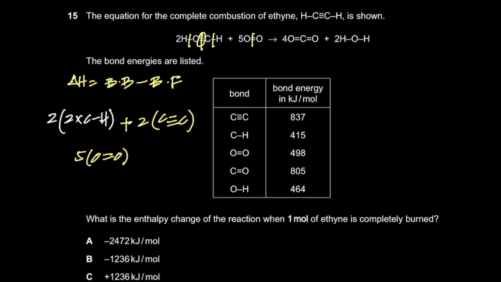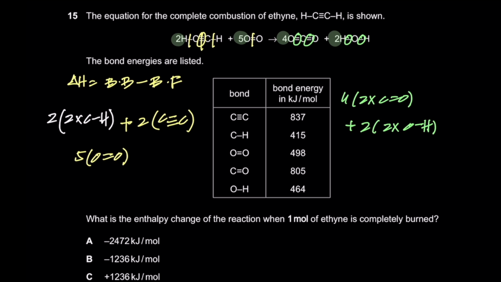Then for the bonds being formed, you have one C double bonded to O, another C double bonded to O. So 4 times 2 C double bonded to O. And then how many O-H bonds? You have one O-H bond right here and another here. So 2 times 2 multiplied by the O-H bond. Why are you multiplying? Well, obviously because you have 2 moles, 4 moles, 5 moles, 2 moles, right? Bond energy is only for 1 mole, so you have to multiply it by the number of moles that you have.